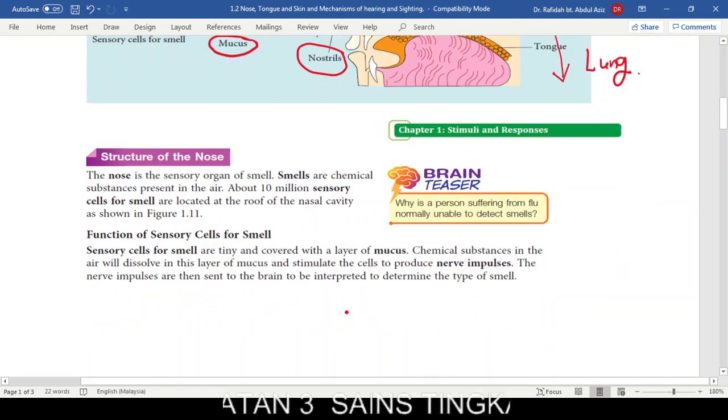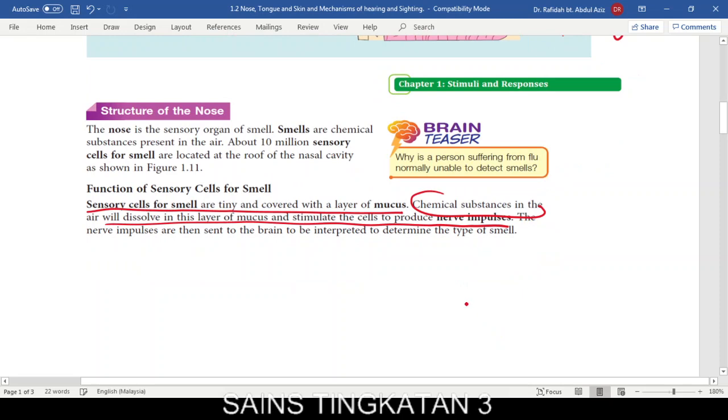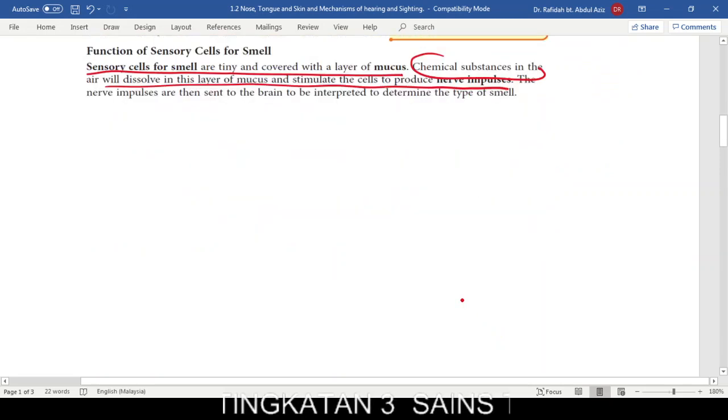This is the text given in the textbook. The important thing is that sensory cells for smell are tiny and covered with a layer of mucus, and the chemical substance in the air will dissolve in this layer of mucus and stimulate the cells to produce nerve impulses. These nerve impulses will be sent to the brain to be interpreted to determine the type of smell. So that is the structure of the nose and its function.